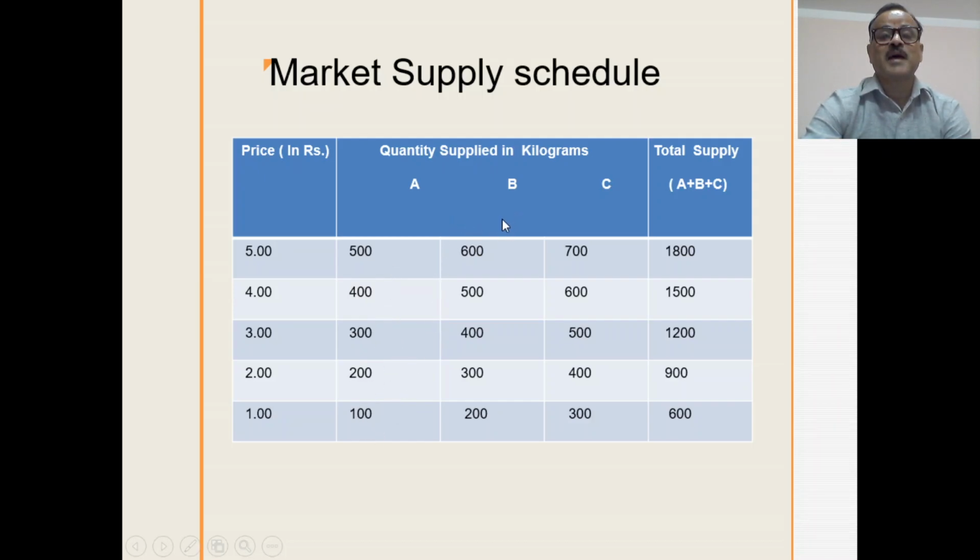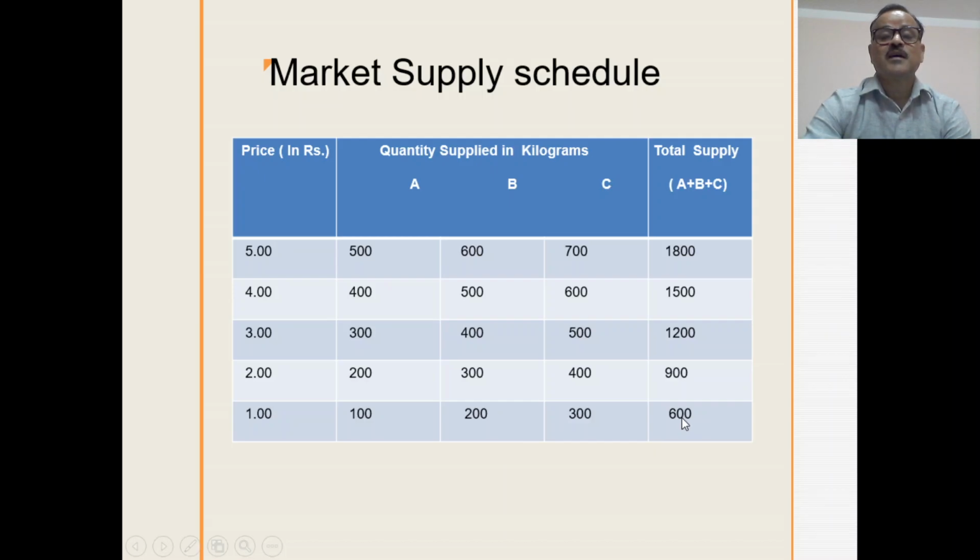And there is another supplier, firm B, supplying 600 at 5 rupees, 500 at 4 rupees, 400 at 3 rupees, 300 at 2 rupees, and 200 at 1 rupee. It is the supply schedule of firm B, and this is the supply schedule of firm C. When we total the supply of firm A, firm B, and firm C, we get the total market supply. At 5 rupees, the quantity supplied is 1800 units, and at 1 rupee, the quantity supplied is 600 units.